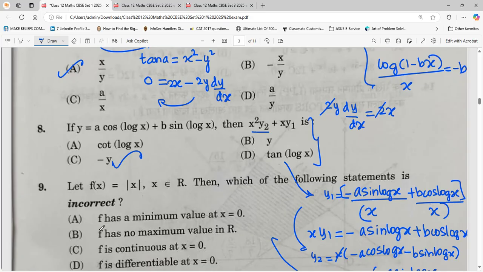You just need a little bit of patience to solve this question, because you might get confused in the y2 part, which is the second derivative part.